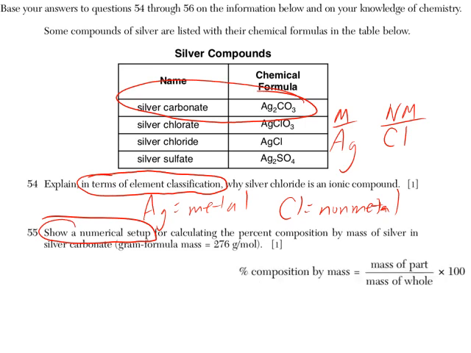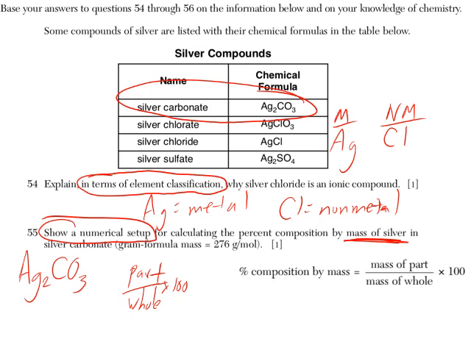So percent composition, we have that formula in the back page of the reference table. It says it's part over whole times 100. Silver carbonate. So it's saying the silver part of silver carbonate. So silver carbonate is Ag2CO3. We need part over whole times 100. The part, we're told, is the silver part, the mass of silver. So we need to know how much the silvers weigh.